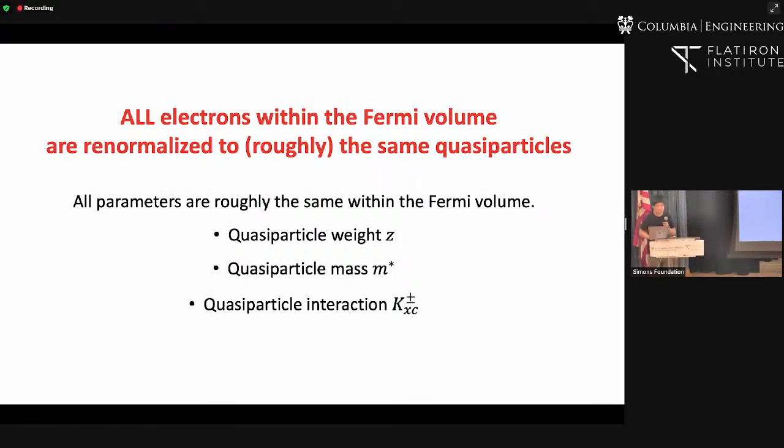So if there is one take-home message for this talk, it will be this message. As we just claimed, we find the quasi-particle interaction is roughly a constant within the Fermi volume. We find the quasi-particle mass is almost negligible within the Fermi volume, and we find the quasi-particle weight is almost a constant within the Fermi volume. If you combine all these facts, you arrive at one conclusion: all electrons within the Fermi volume can be modeled by the same quasi-particle picture. That means Landau Fermi liquid theory not only holds for a thin shell near the Fermi surface, it actually holds for the entire Fermi volume.